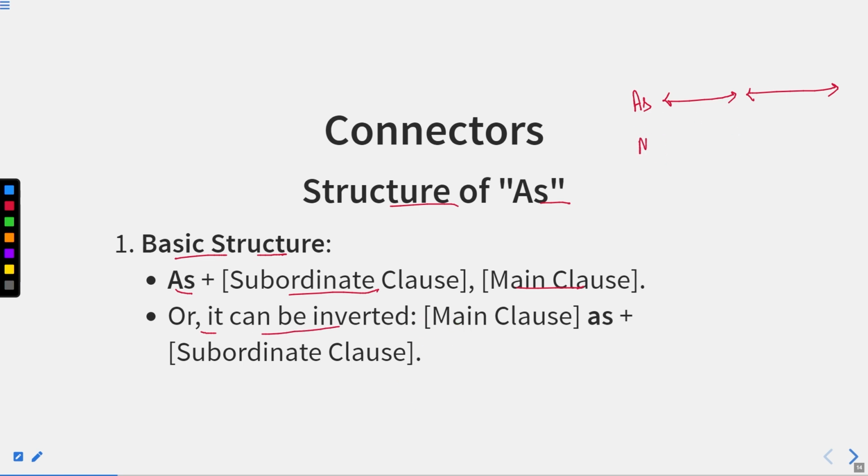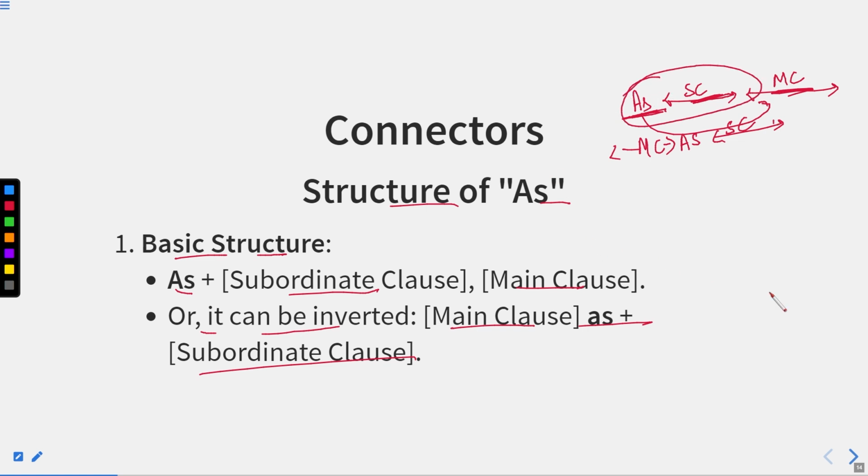For example, first we'll have the main clause, then as, and then the subordinate clause. So this can be the structure. This is the subordinate clause. So main clause plus as plus subordinate clause. As you can see over here, this is SC and this is MC. It means this is the subordinate clause and this is the main clause. Now we not only take as to shift over here, we take the entire clause. It means as is always followed by the subordinate clause.